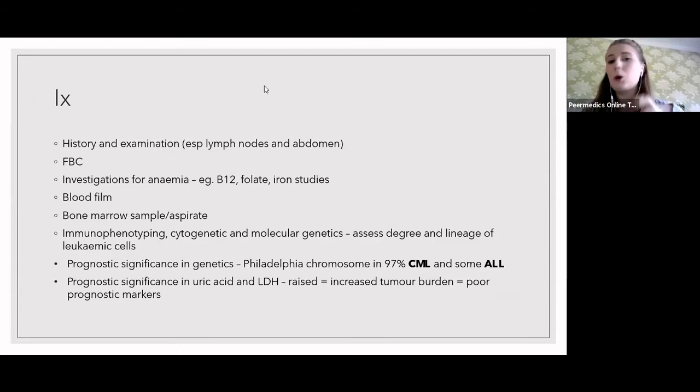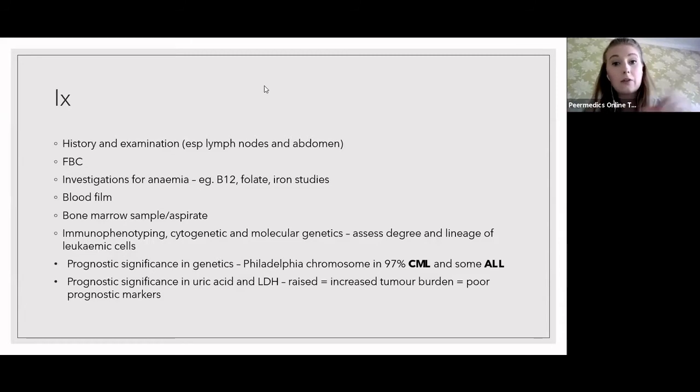And then there are all these fancy laboratory-based things that you can do to assess what the cell markers are, what the lineage is, whether it's myeloid or lymphoid, for instance, and look at how bad it is. And leukemia is one of those sets of conditions where there are quite a lot of key prognostic markers which confer whether you're generally going to have a better or worse outcome. The classical one is the Philadelphia chromosome, which is a translocation of 22 to 9 or something like that. It doesn't really matter, but you get it in most CMLs and some of the ALLs.